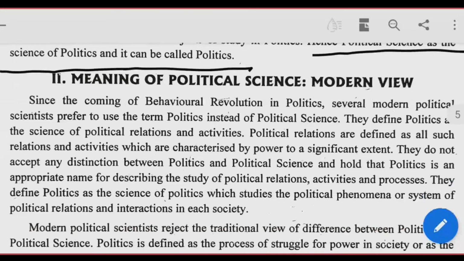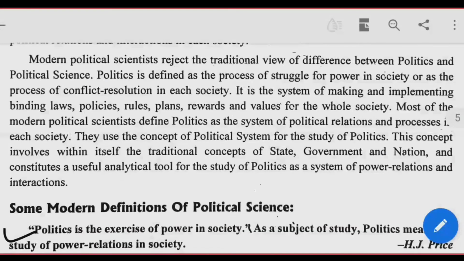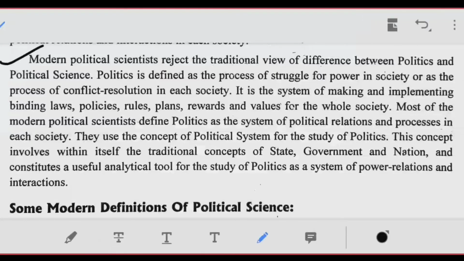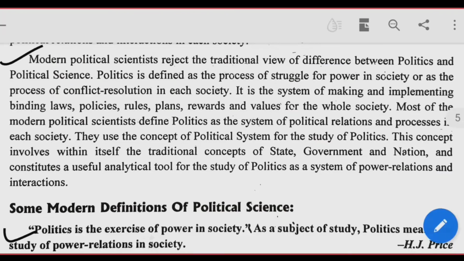You can see in the second paragraph: modern political scientists reject the traditional view of difference in politics and political science. Politics is defined as a process of struggle for power in society or as a process of conflict resolution in each society. Now the last sentence: this concept involves within itself the traditional concept of state. So whenever we talk about the modern view also, the traditional concept is involved. Though they may take it in a different dimension, the ultimate core involvement of state and government is there.